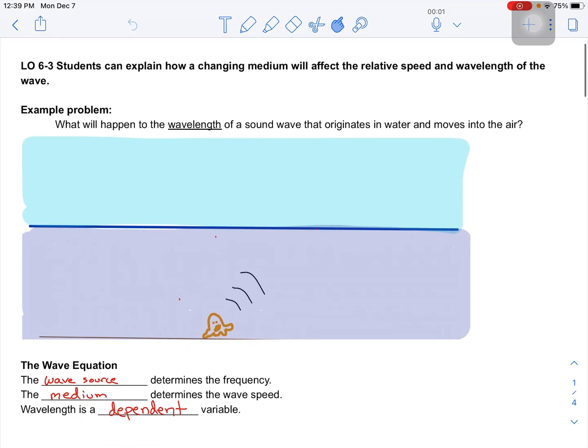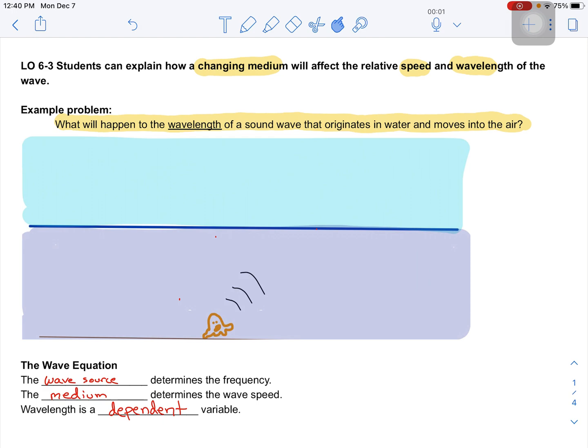All right, class, let's explore changing medium. Let's specifically look at how a changing medium will affect the speed and wavelength of a wave. So let's start with an example problem here. What will happen to the wavelength of a sound wave that originates in water and moves into the air?